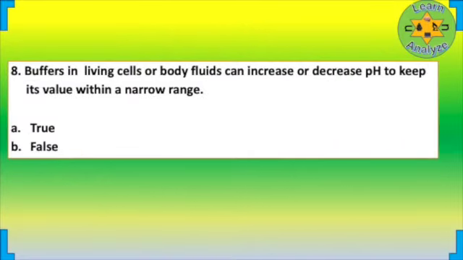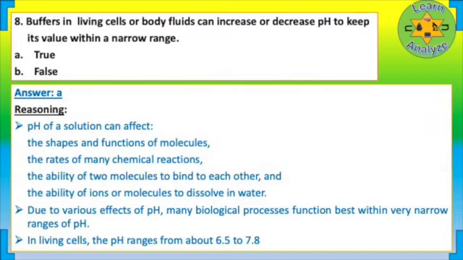Question number 8. Buffers in living cells or body fluids can increase or decrease pH to keep its value within a narrow range. Option A true. Option B false. The answer is A, because the pH of a solution can affect the shapes and functions of molecules, the rates of many chemical reactions, the ability of two molecules to bind to each other, and the ability of ions or molecules to dissolve in water. Due to various effects of pH, many biological processes function best within very narrow ranges of pH. In living cells, the pH ranges from about 6.5 to 7.8.